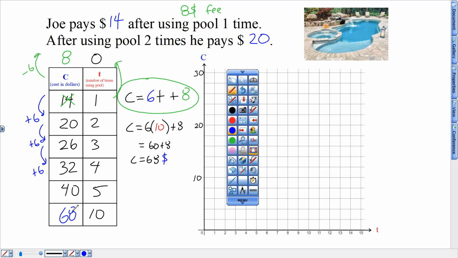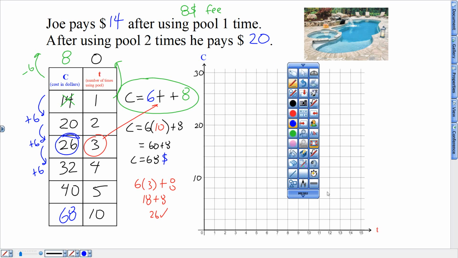And then of course, all of these points, if you want to prove, will work. If I plug in 3 right there, that gives me 6 times 3. Is that going to give me 26? Let's see. 18 plus 8. Yep, that does give me 26. You can see each time you plug in one of those T numbers, it spits out that cost. That's why your equation's clutch.